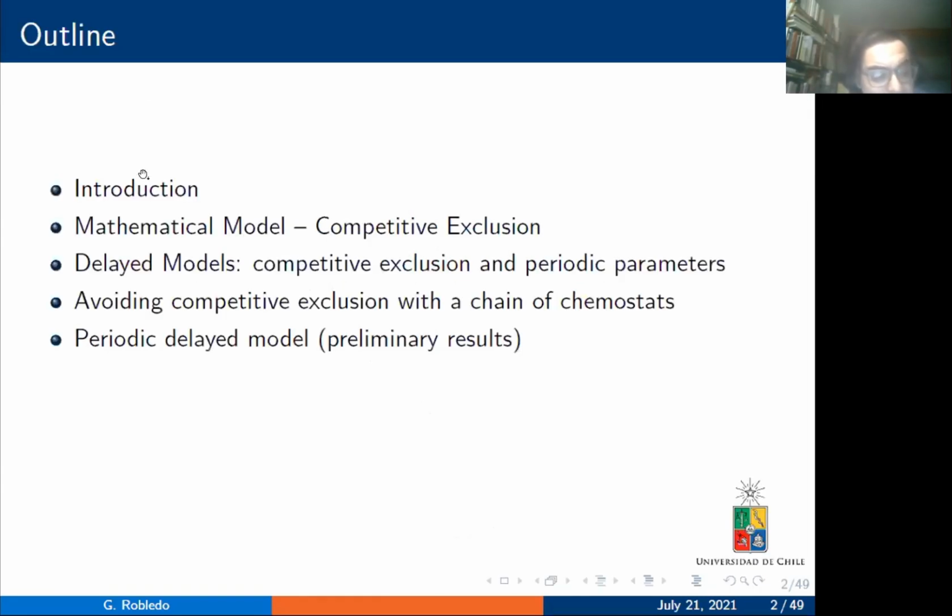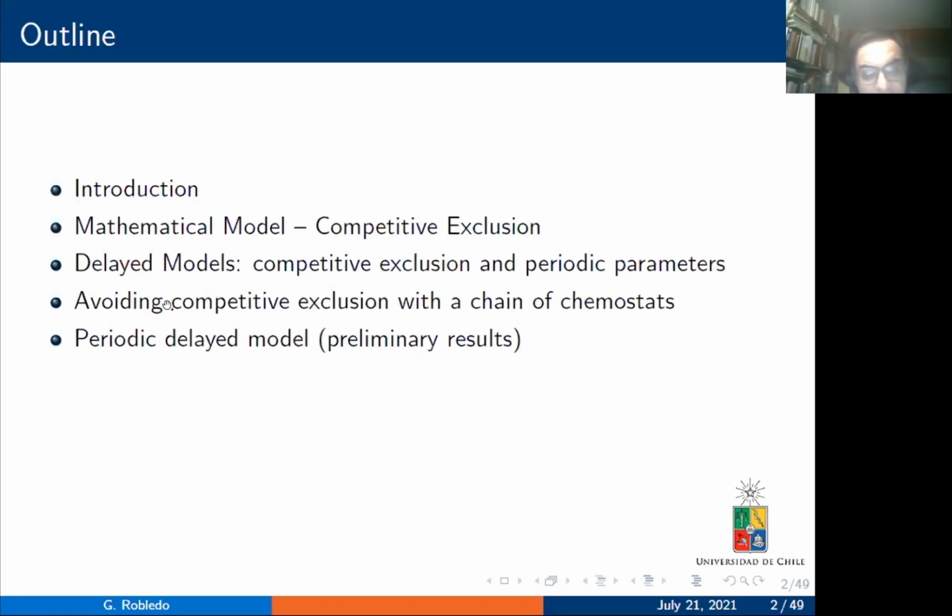The first section makes a brief description of a chemostat, while the second section shows the differential equations describing the chemostat operation. In particular, the second section explains what is the competitive exclusion, which is an important topic in theoretical ecology. Next, we explain how delays can help us to provide a better description of the above-mentioned chemostat processes.